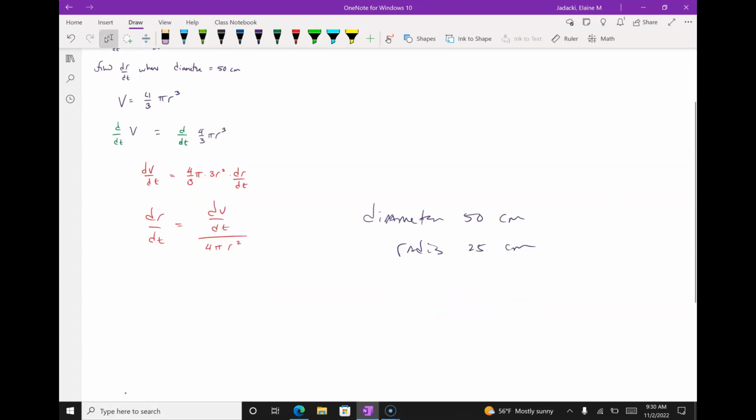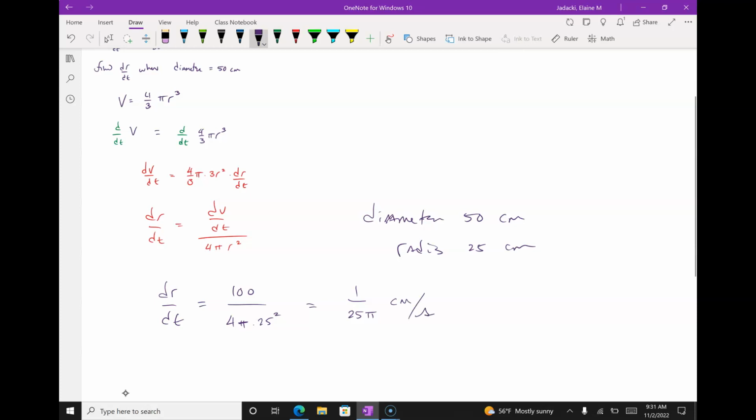So I get dr dt. You ready? dr dt is 100, right? Remember, my volume was 100 centimeters cubed per second, yes? Divided by 4 pi times 25 squared. So that looks like 1 over 25 pi. Is that true? Do we agree with that? And that is centimeters per second.